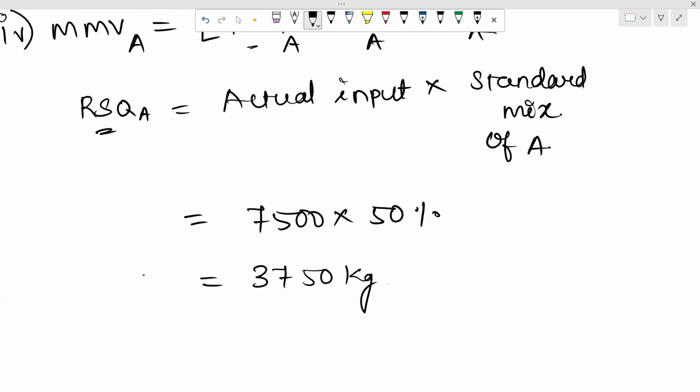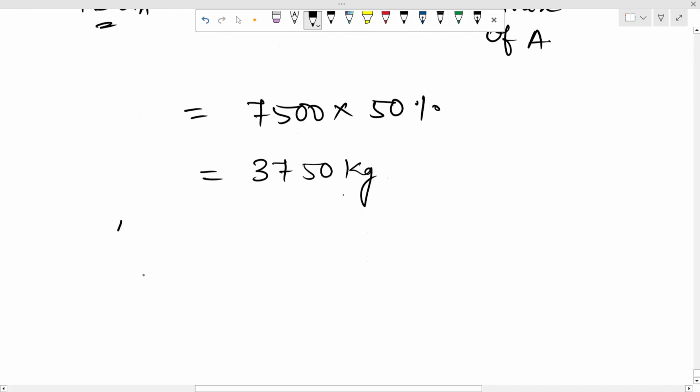So this is the standard mix, which is 50%. But did we actually use 3,750 kg of raw material A? No. Actually, we consumed 4,500 kg of raw material A.